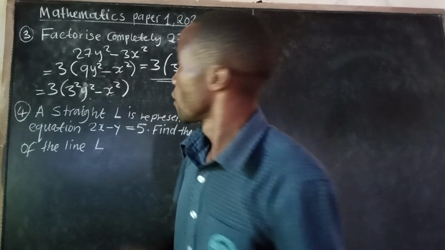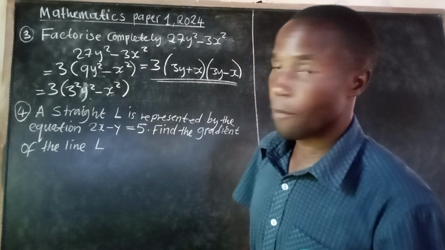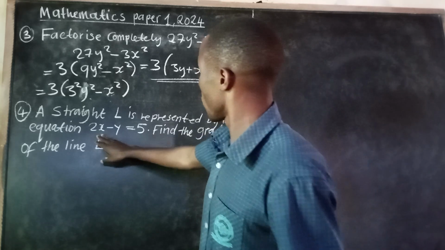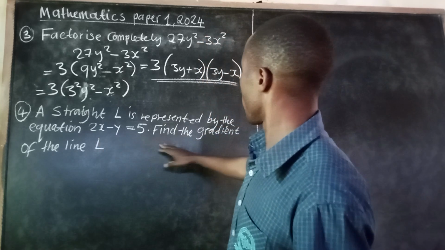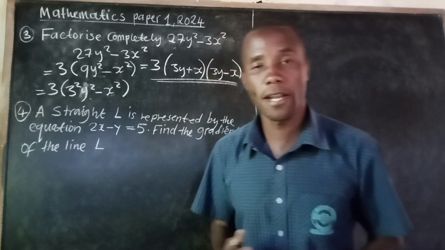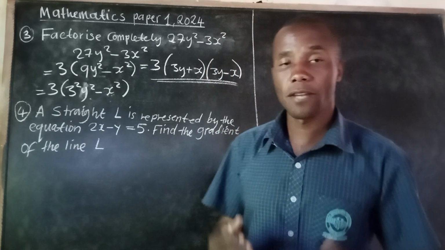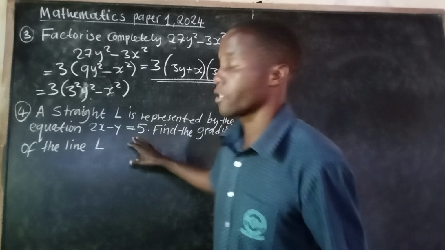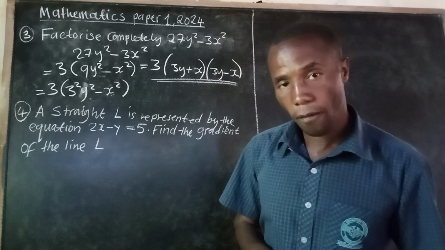Thank you so very much for the first one. Then we go to question number 4. A straight line L is represented by the equation 2x minus y equals 5. Find the gradient of the line L. Here we are trying to find the gradient where we are not given the coordinates. Instead, we are just given the equation. That one is also very simple.